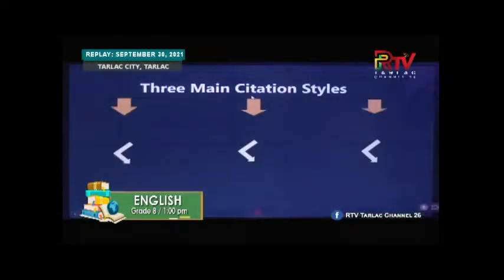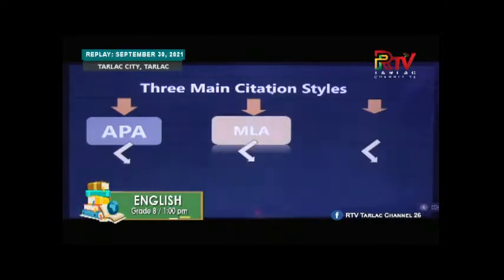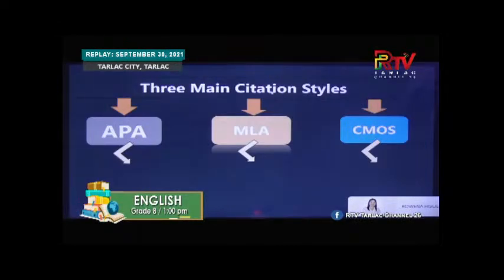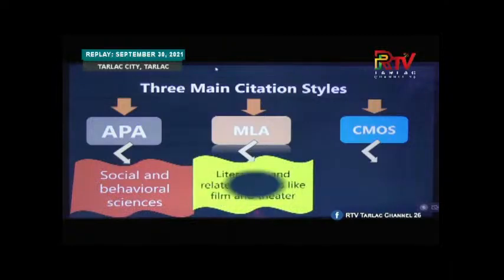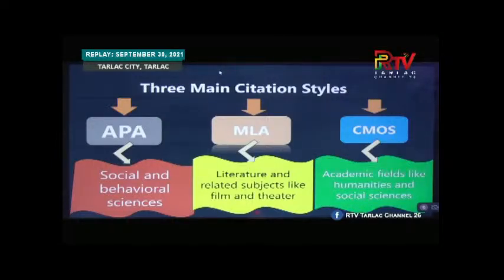There are actually 3 main citation styles or formats. The first one is the APA. The second is MLA. And the third is CMOS. As you can see, the APA is used for social and behavioral sciences, while the MLA is for literature and related subjects such as film and theater. Lastly, the CMOS style is used for academic fields like humanities and social sciences.